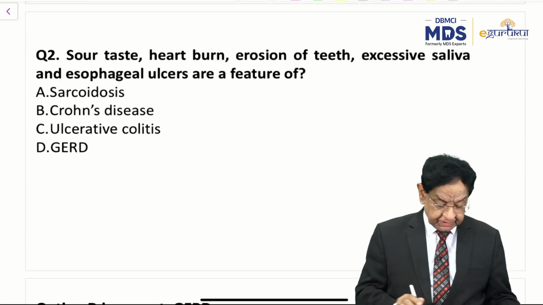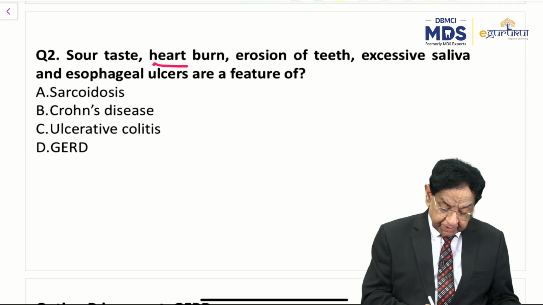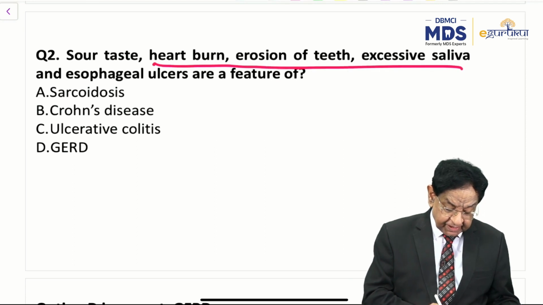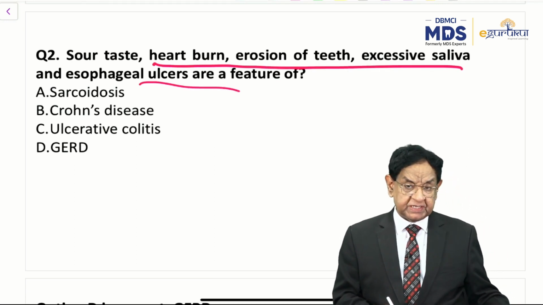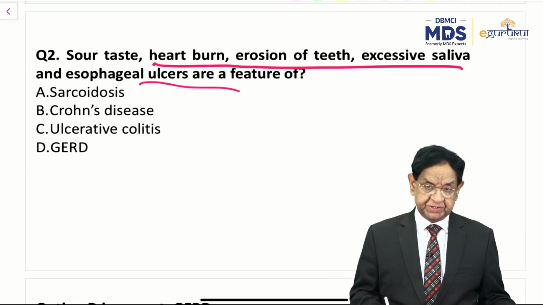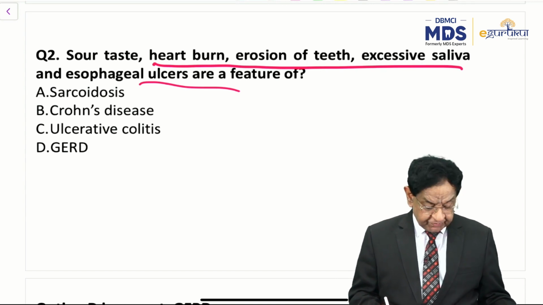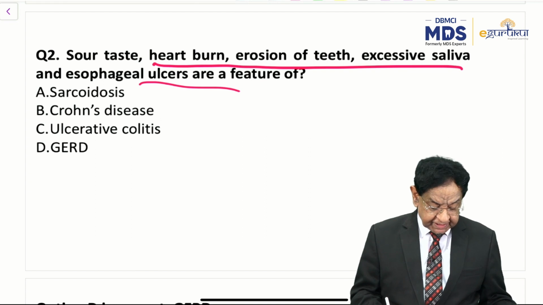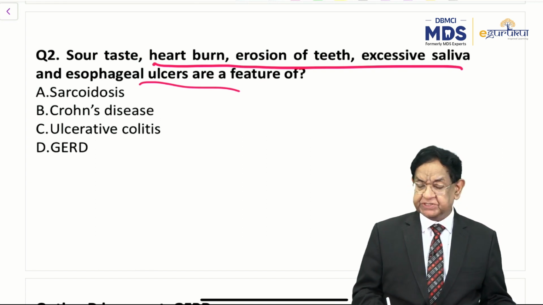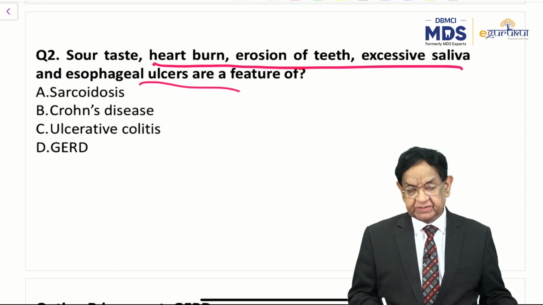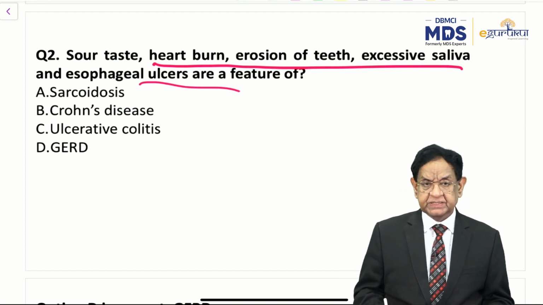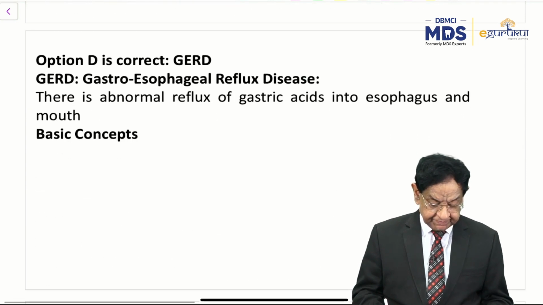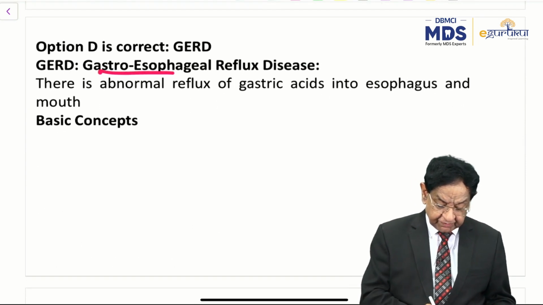Question number 2. Sour taste, heartburn, erosion of teeth, excessive saliva, esophageal ulcer are seen in which condition? Again, we have four options: sarcoidosis, Crohn's disease, ulcerative colitis, and GERD. It's a very frequently asked topic. The answer to this question is D, that is gastroesophageal reflux disease.